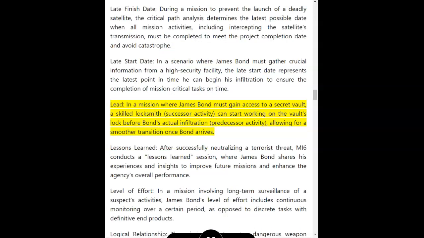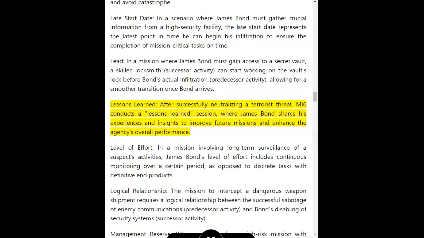Lead. In a mission where James Bond must gain access to a secret vault, a skilled locksmith, the successor activity, can start working on the vault's lock before Bond's actual infiltration, the predecessor activity, allowing for a smoother transition once Bond arrives. Lessons learned. After successfully neutralizing a terrorist threat, MI6 conducts a Lessons Learned session, where James Bond shares his experiences and insights to improve future missions and enhance the agency's overall performance.